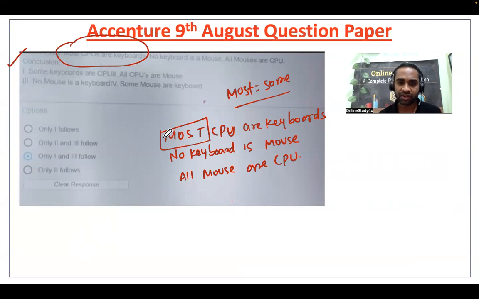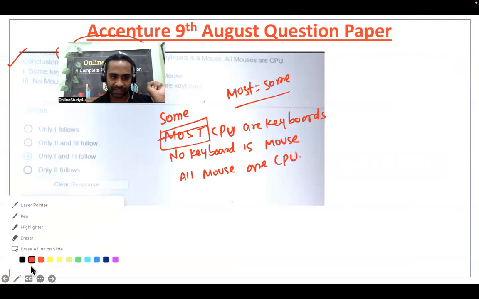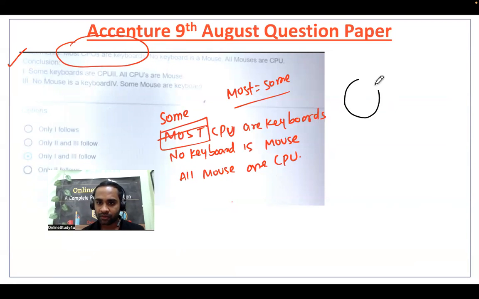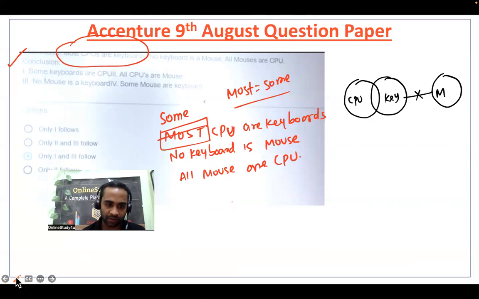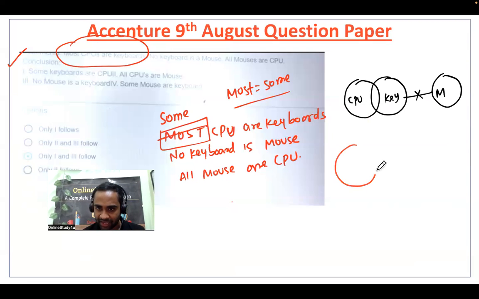Now, most is some, so we replace most with some, and now we will draw a Venn diagram. You might have seen my first video on syllogism; if not, please watch. So some CPUs are keyboards. And then no keyboard is a mouse, so keyboard and mouse do not have any relation. And all mouses are CPUs, so we will have to put the mouse inside the CPU. So we will make a diagram like this so that you will have more clarity. Okay, so this is key.